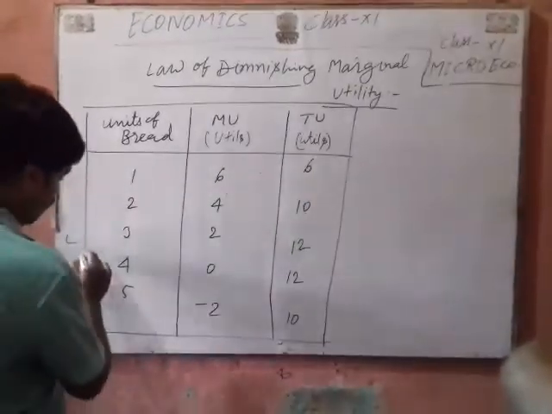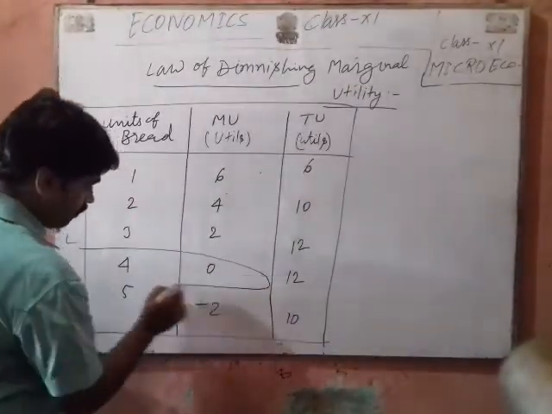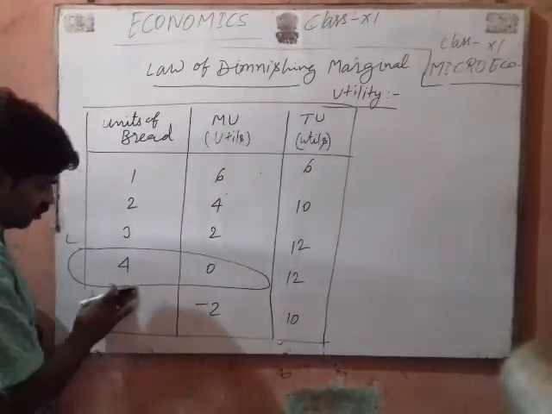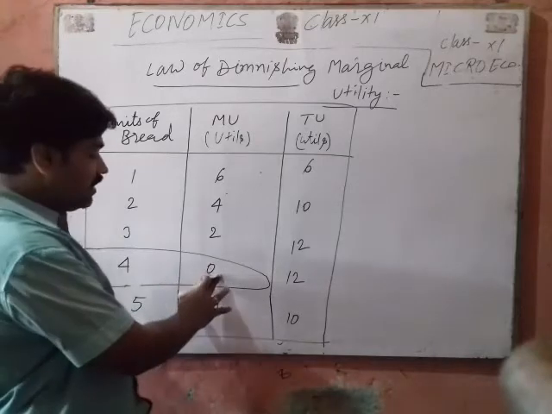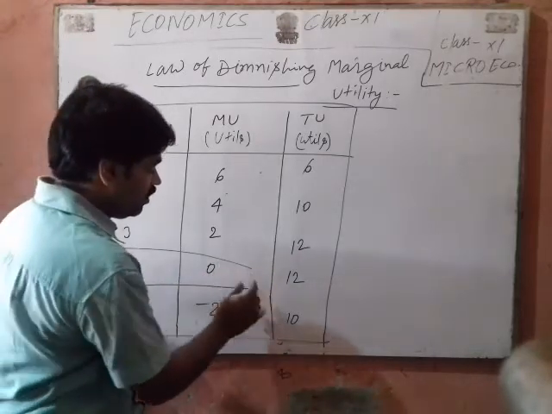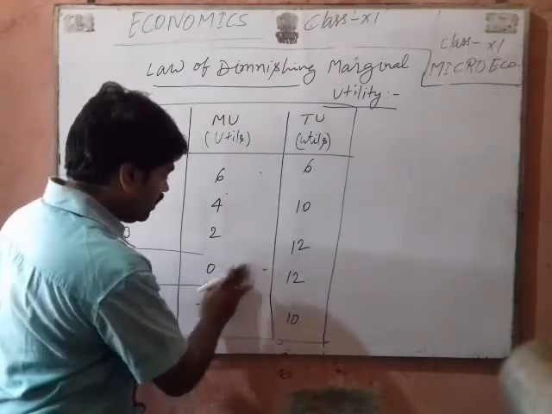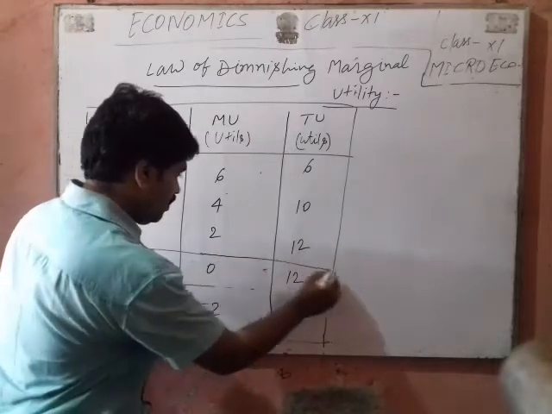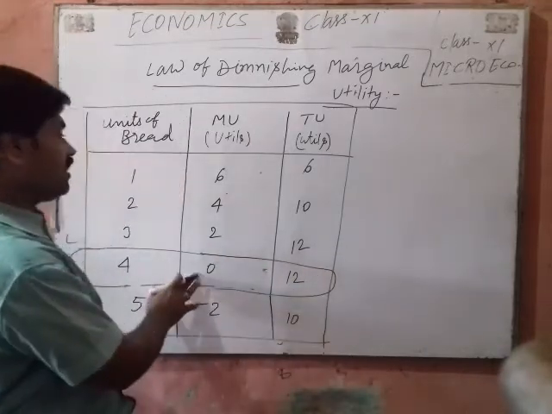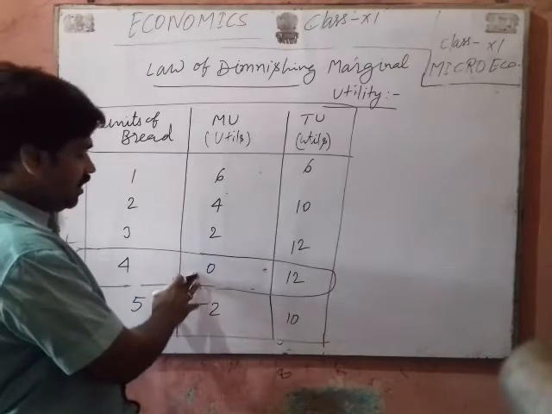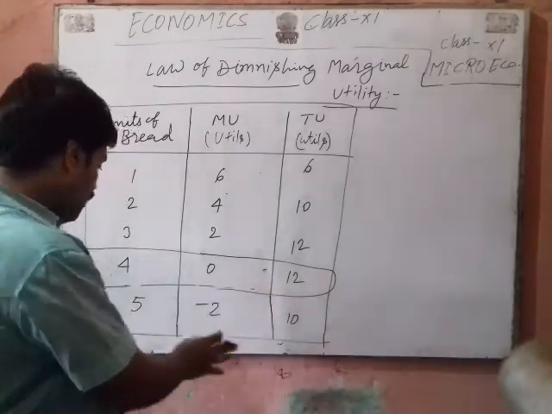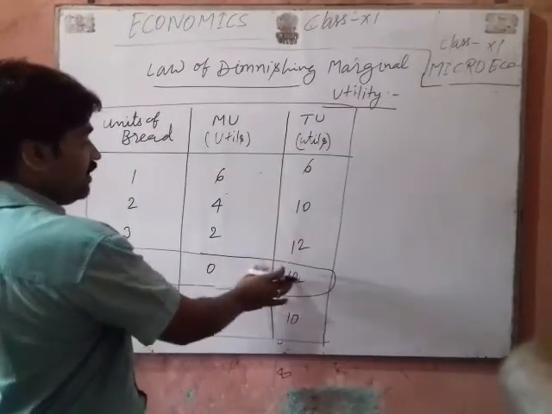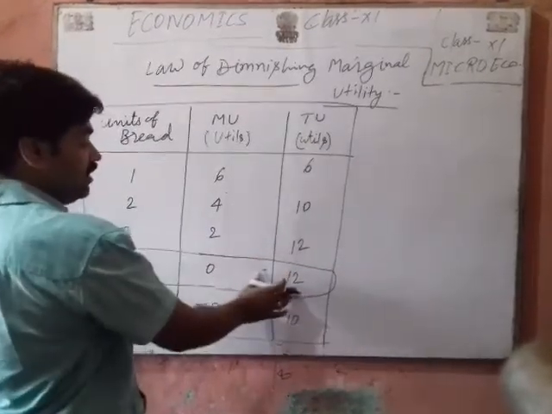0 utils shows the complete satisfaction of the consumer. It means the consumer is finally fully satisfied. At this situation, total utility is maximum.